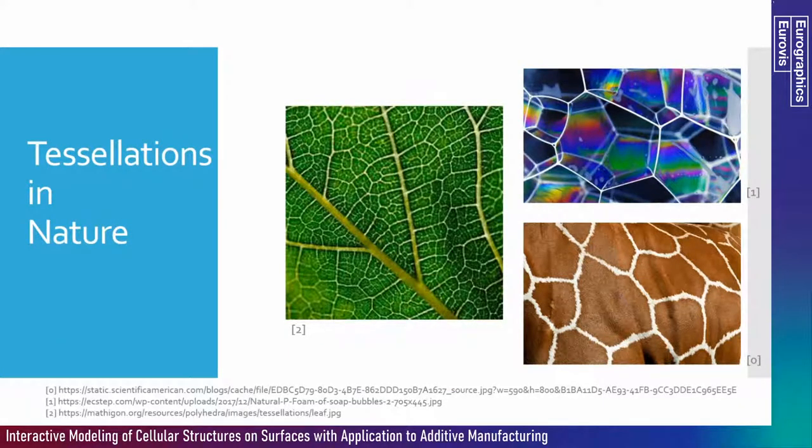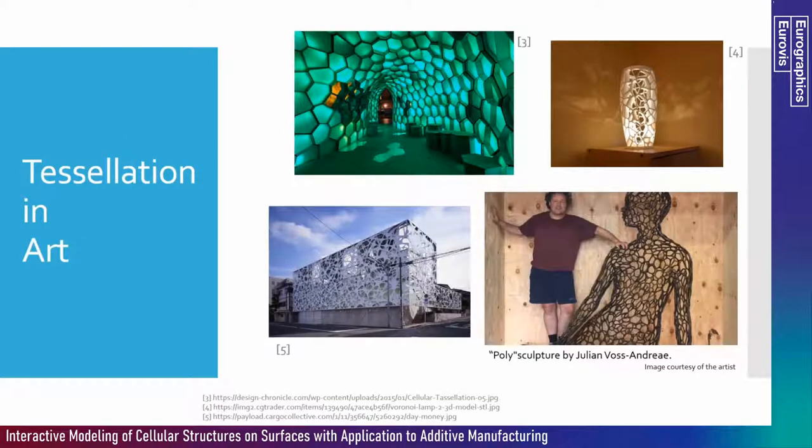Tessellations are very common in nature. They can be seen, for example, in chiral through leaves or bubbles. These patterns are visually very attractive and have a certain artistic appeal due to their characteristic layout. It is no wonder that artists adapted natural tessellations for their work. They are often used in sculptures, buildings, or even household items like lamps.